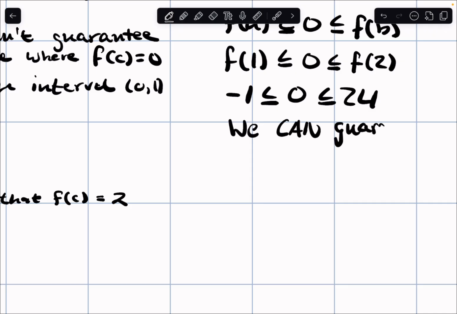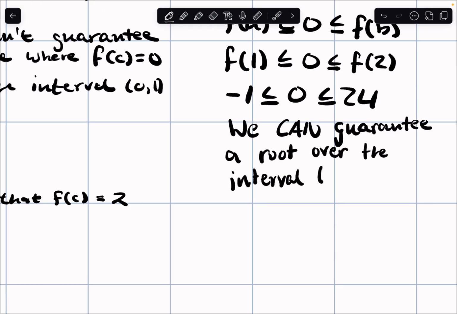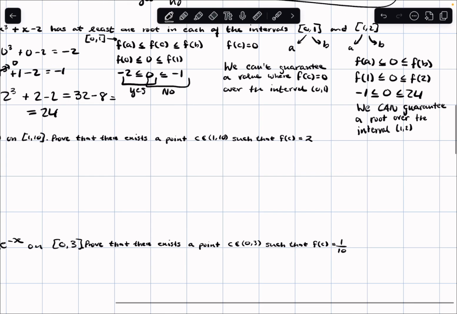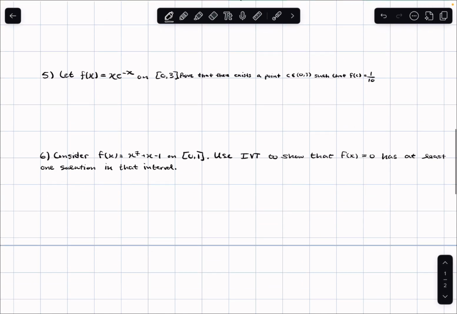So we can guarantee a value. We can guarantee a root over the interval 1, 2. And that is a good problem. And that's a good proof statement.